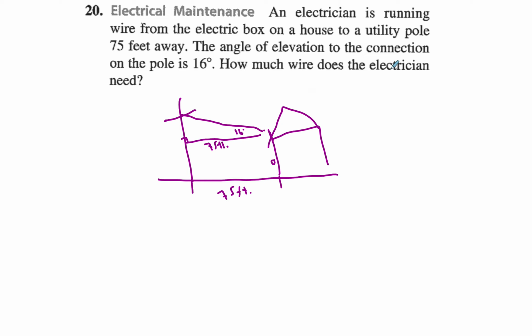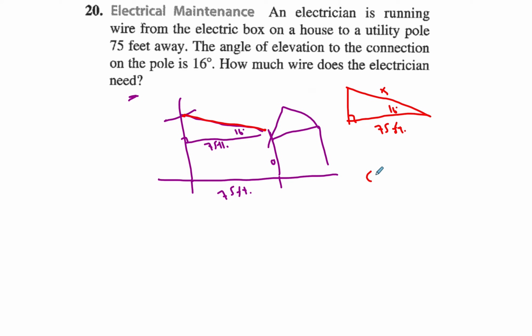Now, how much wire does the electrician need is the actual question, which I would argue would be you're stringing the wire physically up from that hookup to the pole. So what this gets us is a right triangle where we know that this is 75 feet, this is 16 degrees, and this is what we're trying to find.